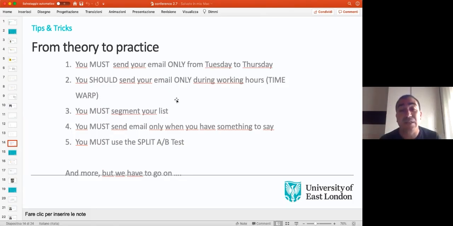And finally, there are some tests that you can use. There is a split A/B test. You can divide your list, and they are making an experiment. You have 10,000 people to send to. They can divide your list and try to send the best option of your message.